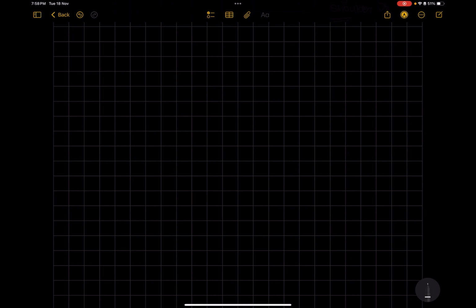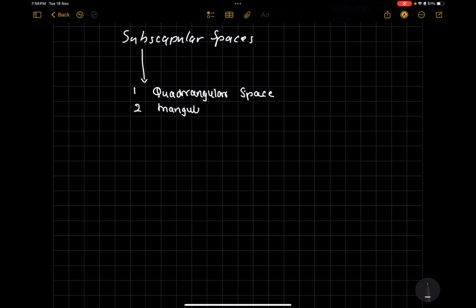Now moving to our subscapular spaces. Here you are going to address three spaces: one quadrangular space and two triangular spaces, which are upper and lower respectively. During dissection, when you reflect the deltoid muscle, you will see these particular spaces, after reflection of the deltoid.